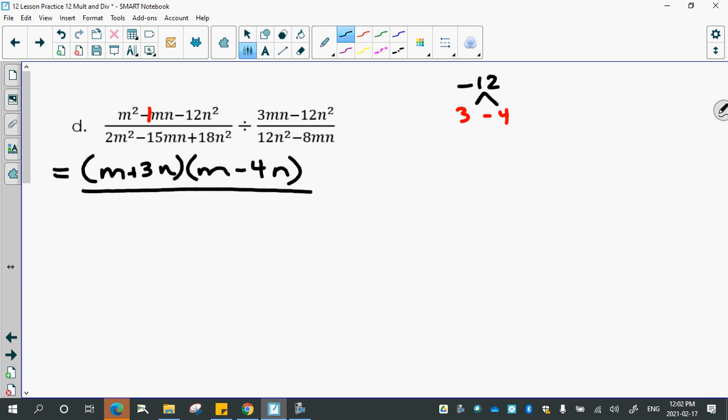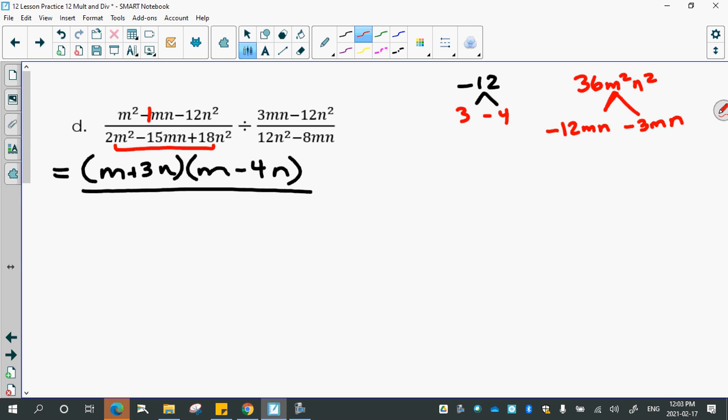The denominator, though, is a complex trinomial. So if you multiply the first term and the last term together, you get 36m squared n squared. And you need to come up with two terms that multiply to 36m squared n squared and add to negative 15mn. So, do you already have them? Yeah, 12mn and 3mn. They both have to be negative because two negatives multiply to a positive but add to a negative.